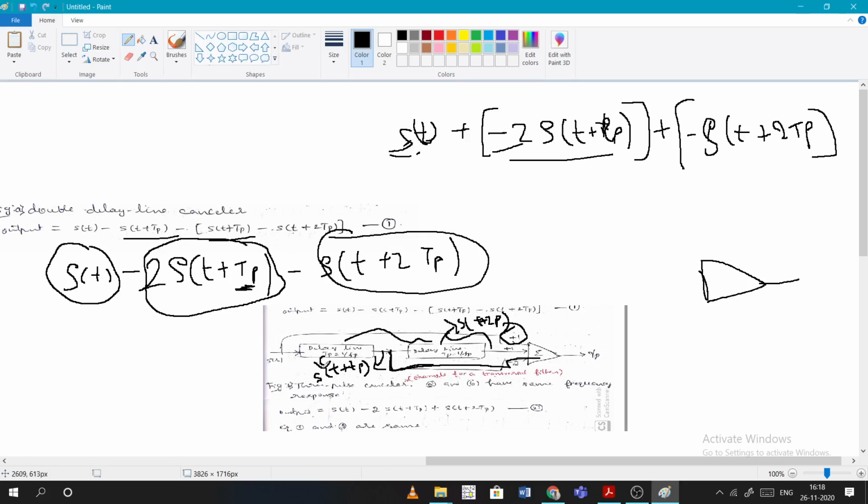So from here the s of t plus tp is multiplied with the line of minus 2. So we got minus 2 times s of t plus tp, and the third line is plus, because you multiply this minus inside, so it will be plus only, sorry, my mistake. So now this term has a positive value again, so plus 1 times s of t plus 2tp, and we are adding all of this. That's what is happening here.